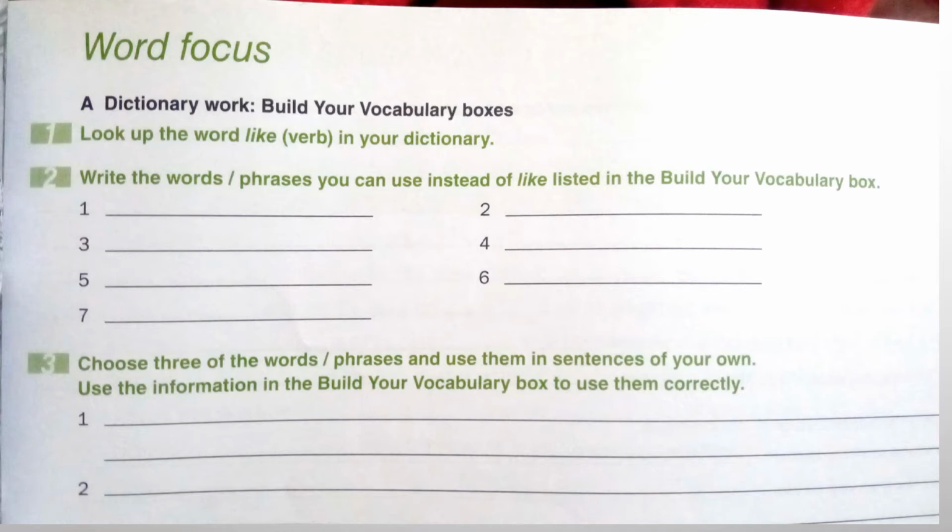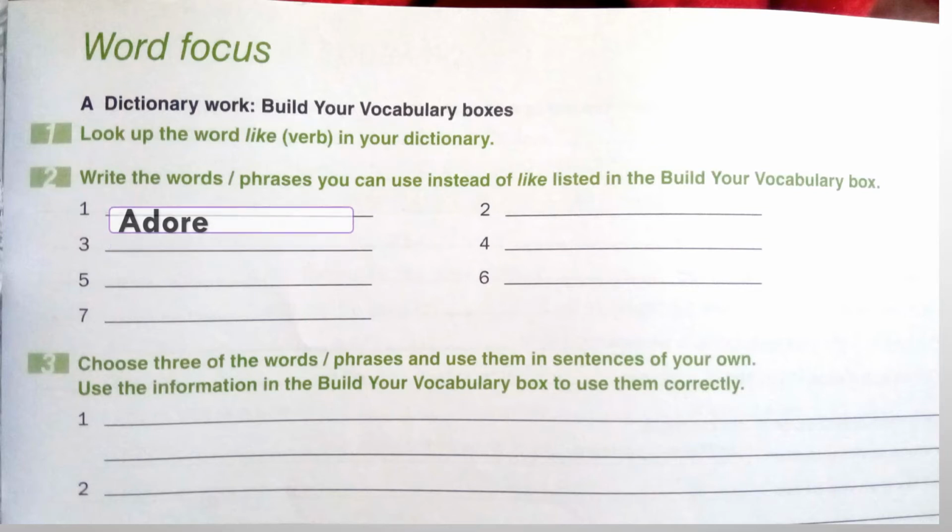The first activity, look up the word like verb in your dictionary. Write the words or phrases that you can use instead of like listed in the build your vocabulary box. Like we took in the student book a group of verbs meaning cause, bring about, another example was lead to, contribute to. Here you are going to give us some words that mean like or have a similar meaning like the verb like. So who can start?